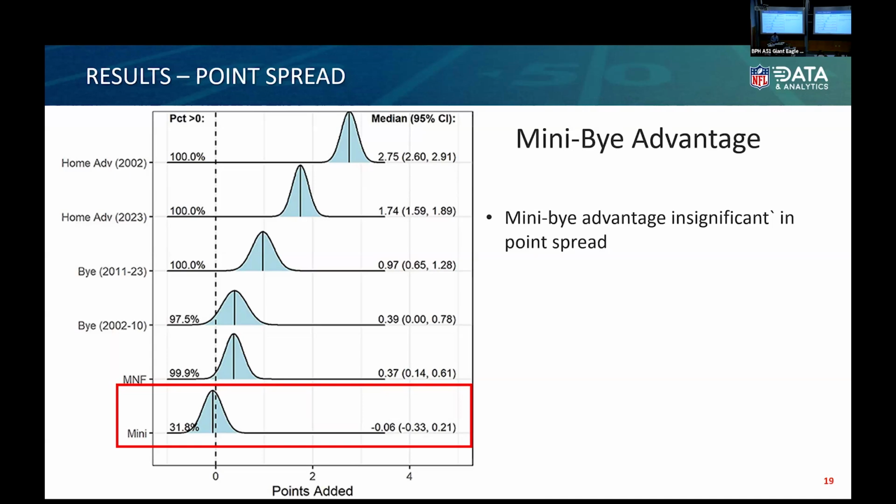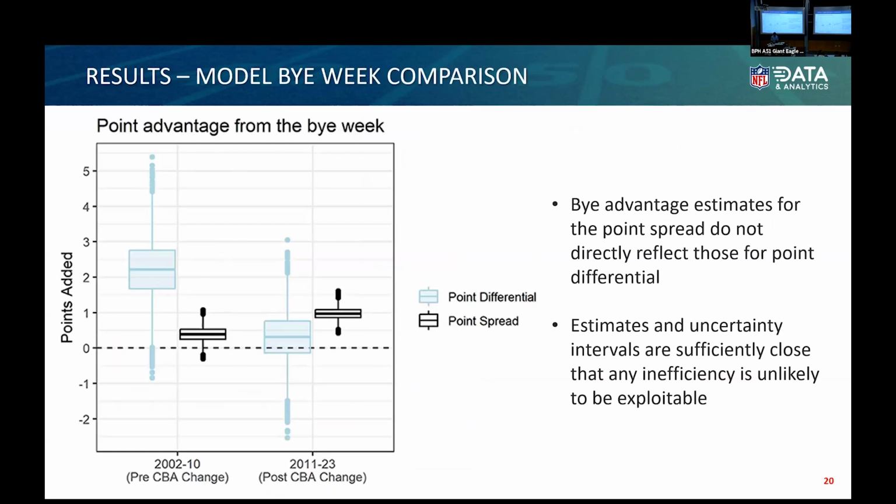All right. So I'm going to do a little bit of a discussion on the two buy advantages and why we might have seen a difference in point differential and point spread, because I think that was one of the more interesting findings that we had. So right now you're looking at a box plot. On the x-axis we have our two eras. On the left we have 2002 to 2010, and then on the right we have 2011 to 2023. We have points added on the y-axis, and we have the two distributions that we can compare here. If you look at the era 2002 to 2010, there's a much larger difference in the distributions than we see today.